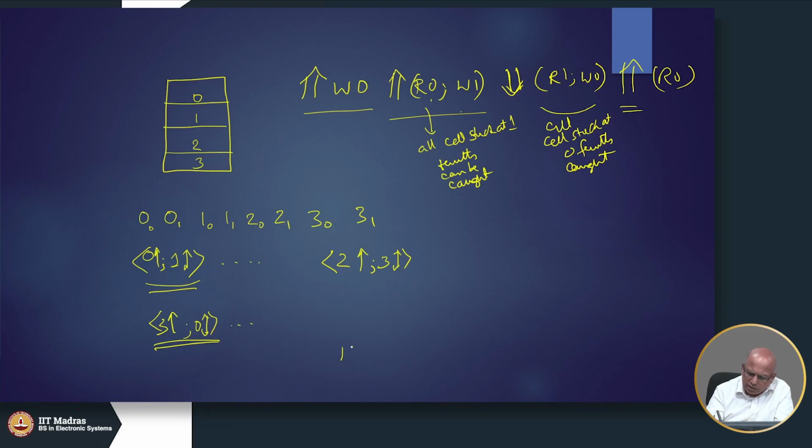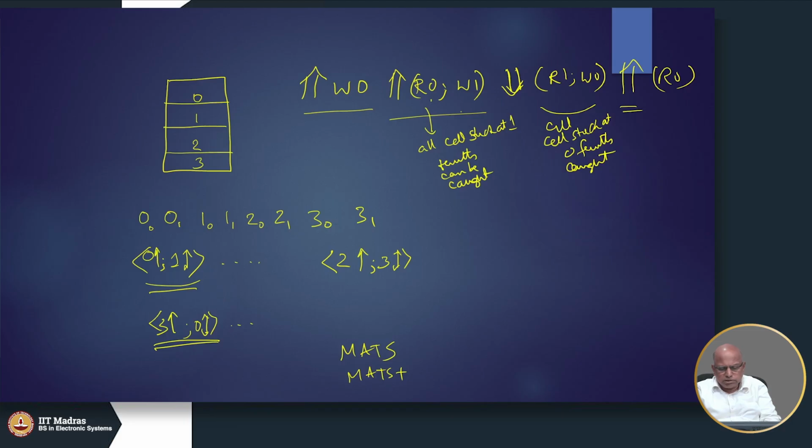So as you saw, MATS is one simple algorithm. MATS plus is the next improved version, and then March A, March B, like that. There are so many algorithms, March C minus. In the literature, they would present an algorithm, and they will argue what faults it catches. And as we go from MATS to March B, you can imagine that more and more faults will be caught. But it will also cost more, okay?